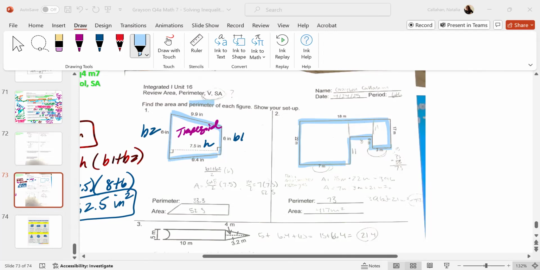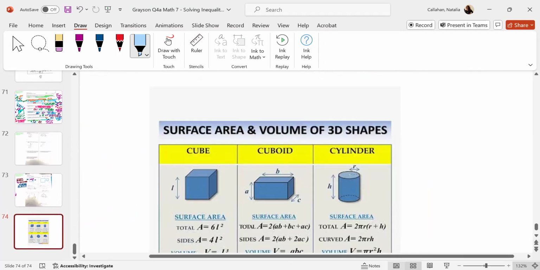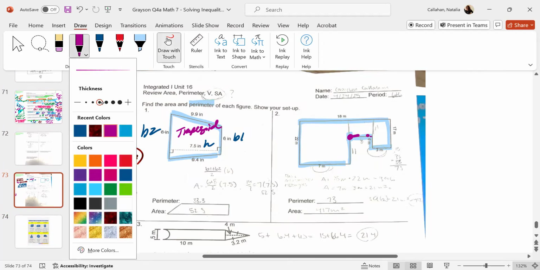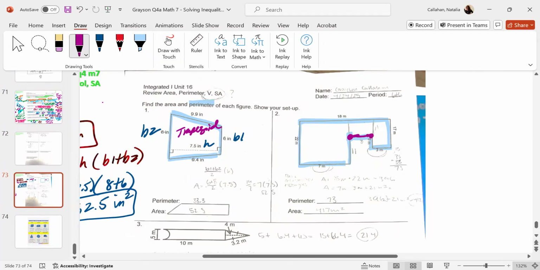Now we need to know what this part is, correct? So this length right here, how would you find it? This purple part. This whole thing is 18. Do you see that? What do I need to minus to get to just that purple part? You got 8. That's good.